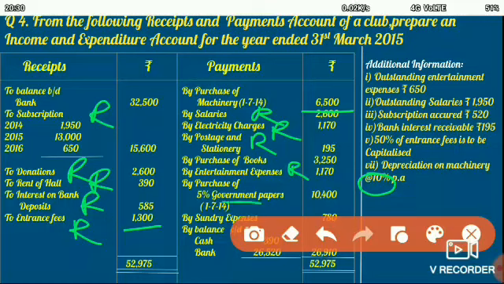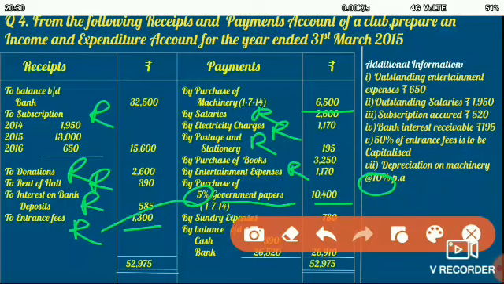Now investment in government paper of 10,400 is a capital nature item. Investment is always a capital nature item. When we invest, we actually make payment, but we do receive interest on such investment. So the interest that we receive on such investment is a revenue nature item. So this 5% is revenue nature receipts.